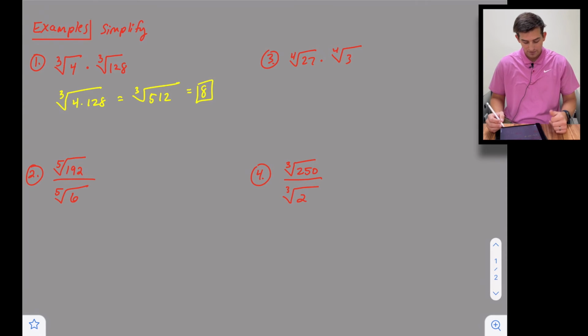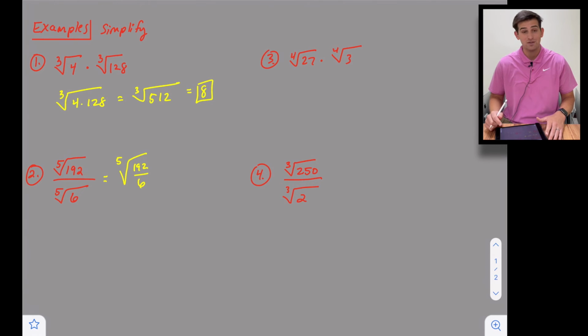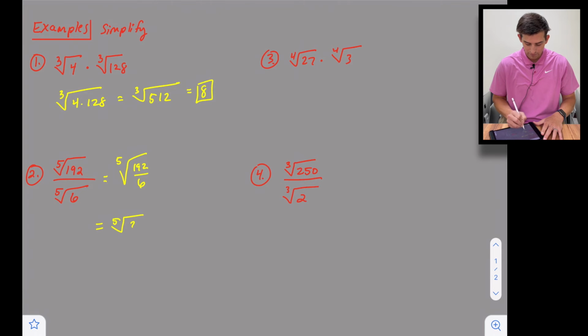Number 2, we're going to go down here to the bottom. We have a quotient. So the fifth root of 192 divided by the fifth root of 6. And we could write this as the fifth root of 192 divided by 6. And so in our calculator, we could do 192 divided by 6, and we get 32. So this is equal to the fifth root of 32, which is equal to 2.